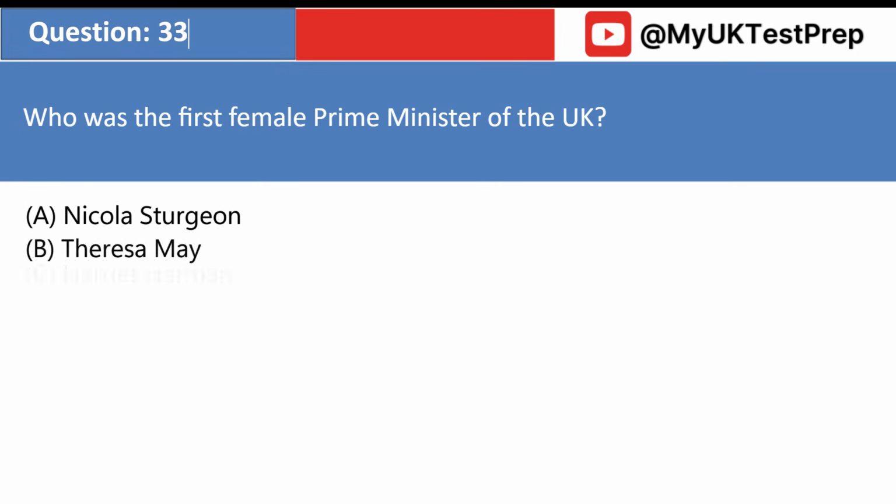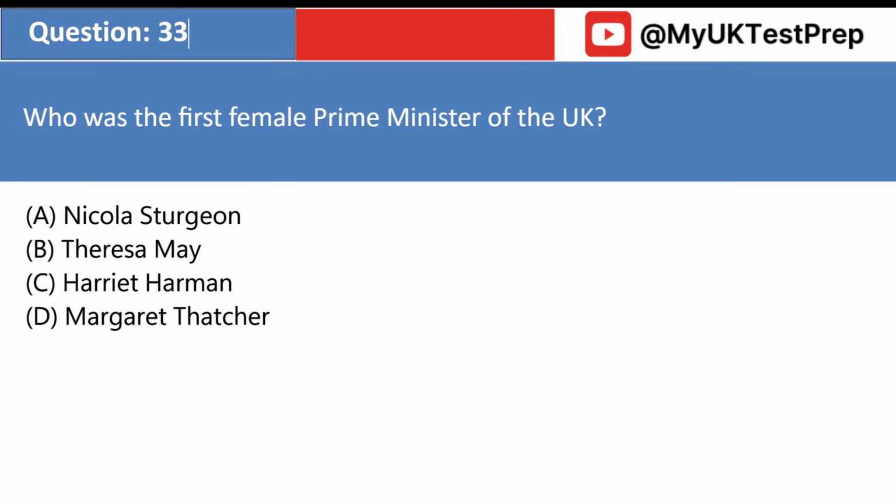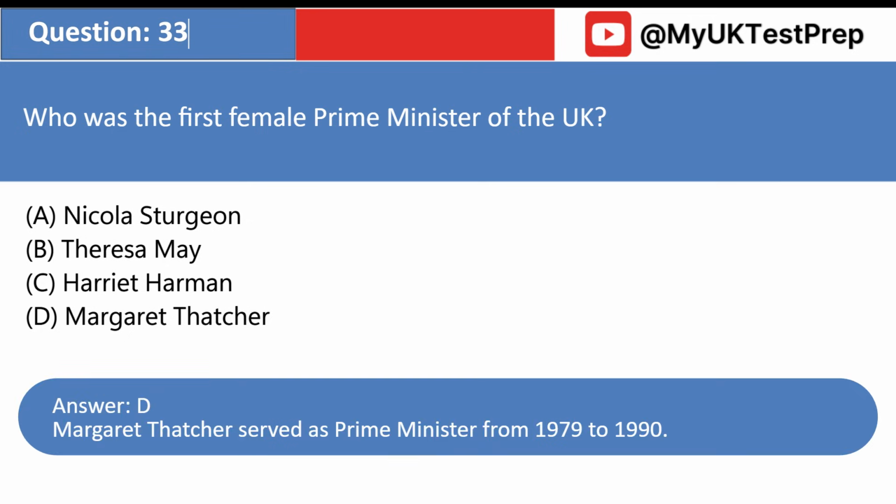Who was the first female Prime Minister of the UK? A. Nicola Sturgeon. B. Theresa May. C. Harriet Harman. D. Margaret Thatcher. Answer, D. Margaret Thatcher served as Prime Minister from 1979 to 1990.